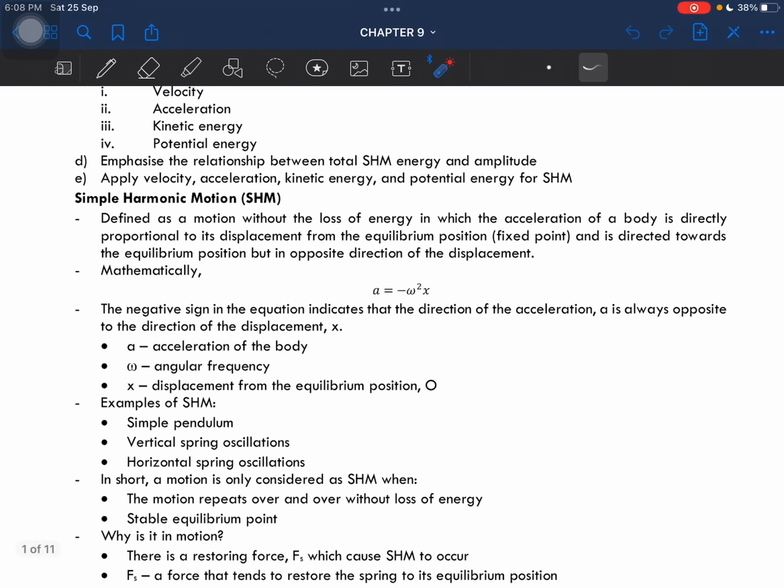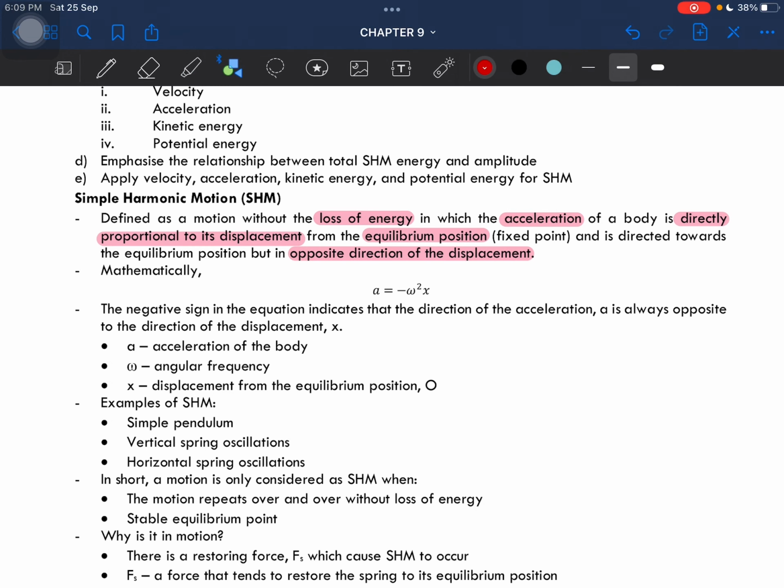Okay, so what is actually simple harmonic motion? The long definition is, it is defined as a motion without the loss of energy, in which the acceleration is directly proportional to its displacement. The acceleration is directly proportional to the displacement from the equilibrium position. So there is a fixed equilibrium point. And then it is directed towards the equilibrium position, but in the opposite direction of the displacement.